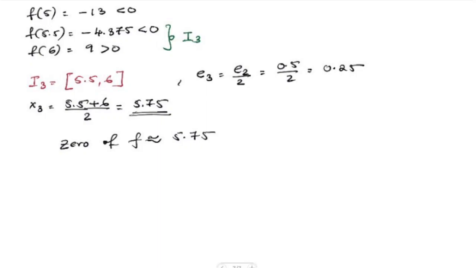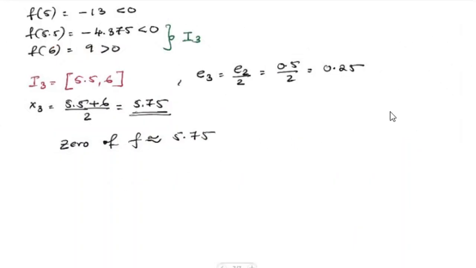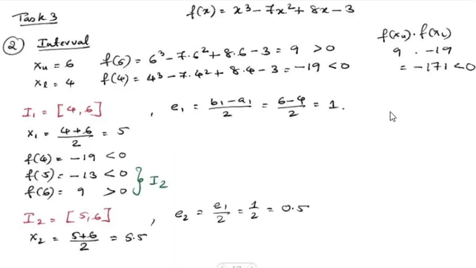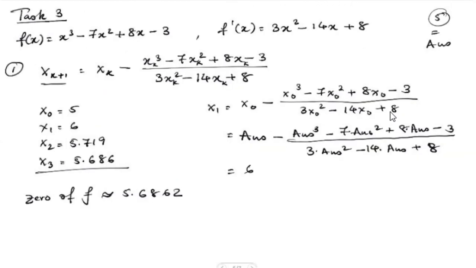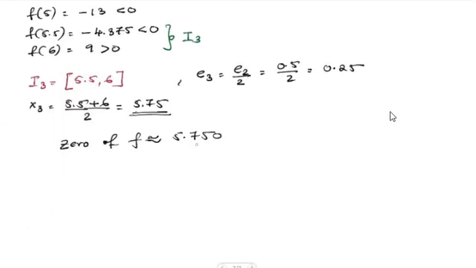Okay, and here we have to give 3 digits after the decimal point, so we can just put a 0 here. Now if you look at the previous Newton-Raphson method, at the third iteration we got the value 5.6862, and for the bisection method we get at the third iteration 5.750.